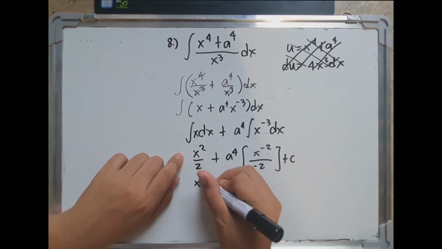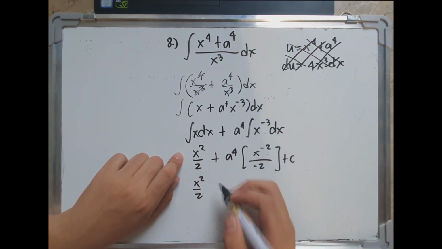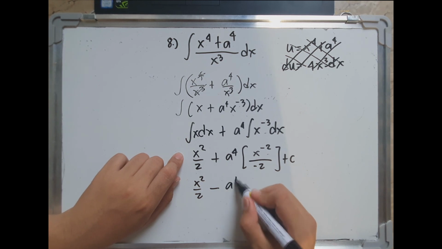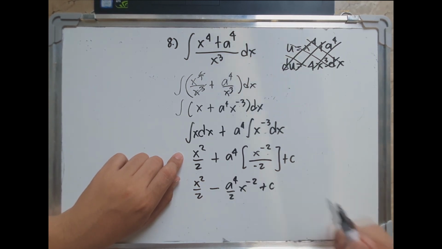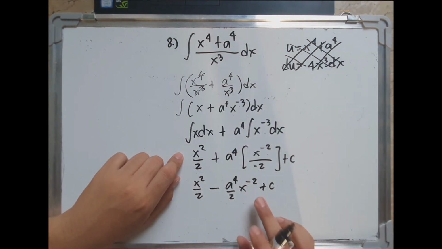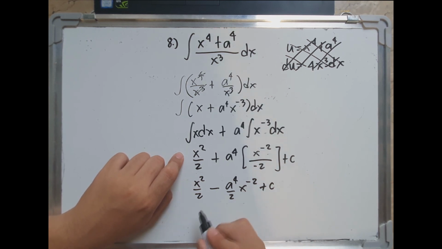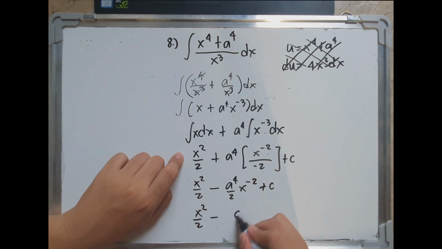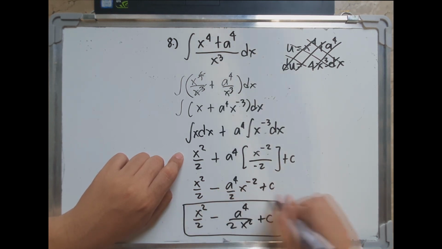We now have x squared over 2. Since we have negative, this one is minus a to the 4 over 2, x raised to the power of negative 2 plus c. Okay, this could be our final answer, or we could again take the inverse of x raised to the power of negative 2. We now have x squared over 2 minus a to the fourth over 2x squared plus c as our final answer.